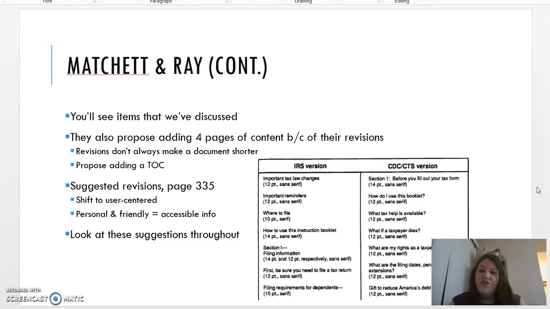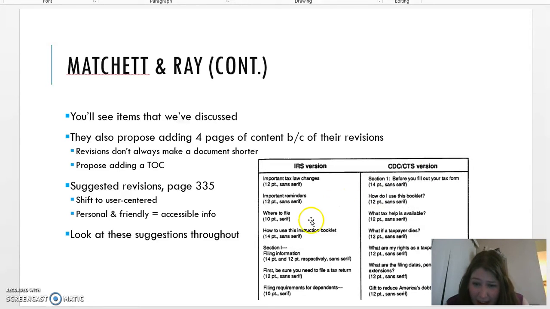Now, there's suggested revisions on page 335, and that's what I've copied here. They really want to focus on making this document more user-friendly. So how do we do that? We try to make it more personal, we try to make it friendly, and that's going to make information more accessible. And we also want to look at these suggestions that they made throughout. So make sure that you are reading through this article. Make sure that you're hitting key areas where especially these tables are, because those really sum up what they're trying to explain with the changes.